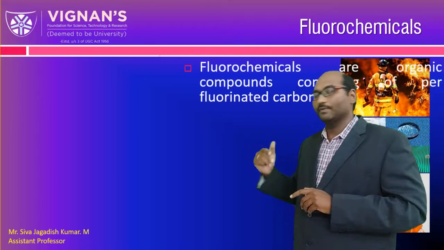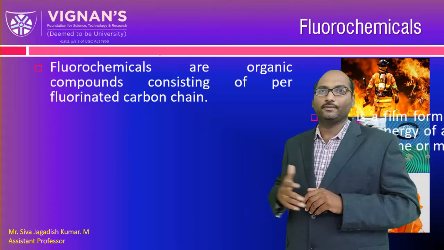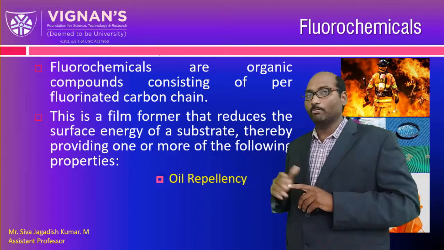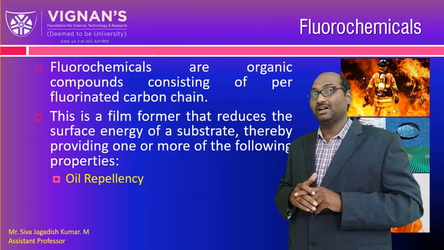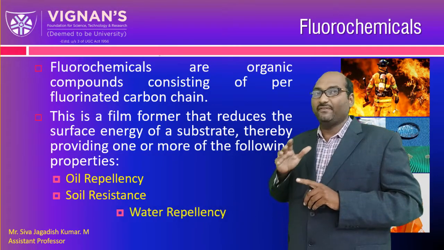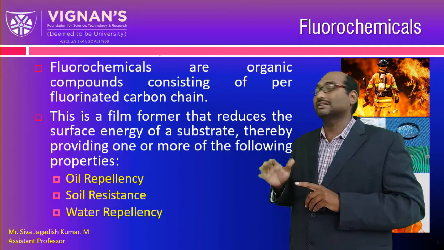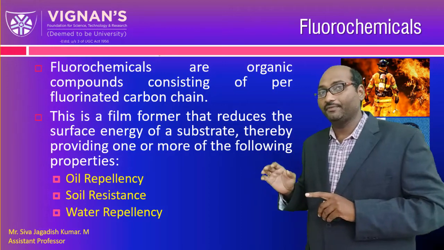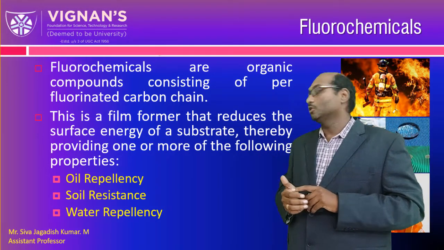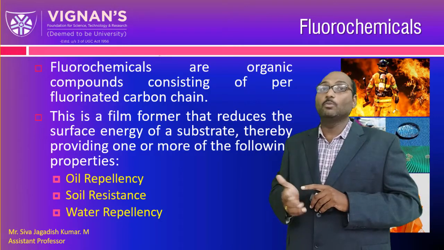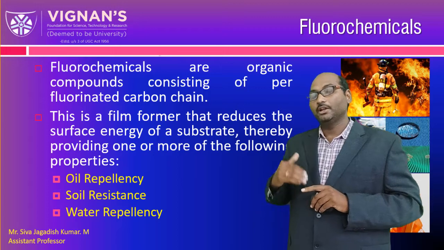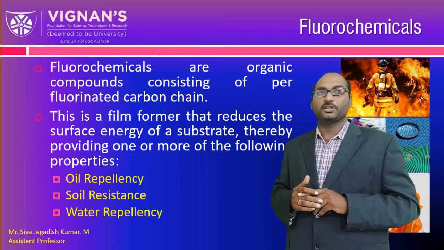So, I hope from the video you understood how the Teflon and all are functioning. The fluorochemicals are organic compounds consisting of perfluorinated carbon chains. This is a film former that reduces the surface energy of a substrate. In our case, it is a textile fabric or garment, thereby providing one or more of the following properties. These are the properties which will come by application of this Teflon.